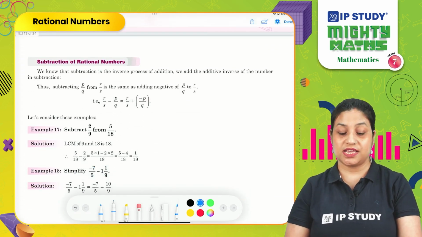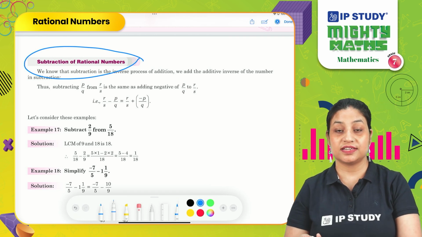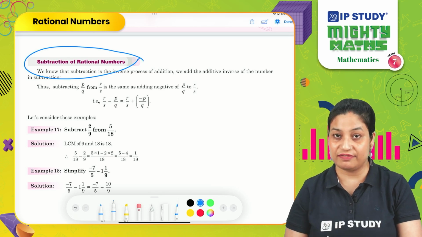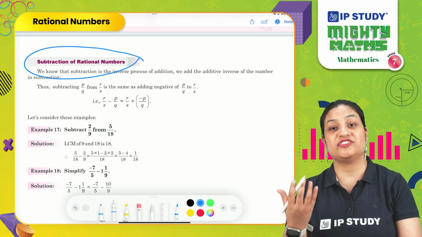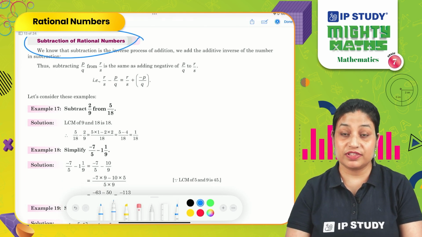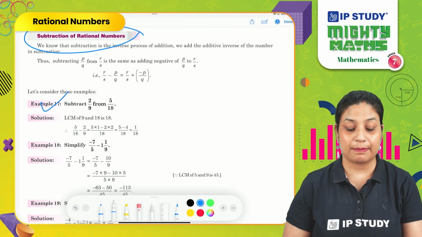The next topic is subtraction of rational numbers. Again, it is similar to what we have done while adding two rational numbers. The only difference is that the operation will be changed. Now in place of plus, we will have minus. So without wasting our time, let's take an example to understand this topic. Let's take example number 17.